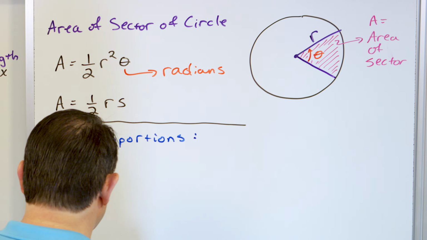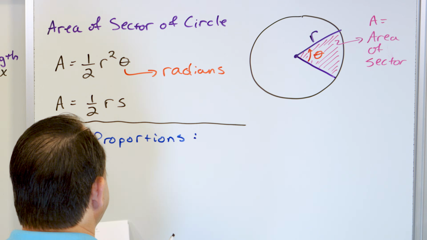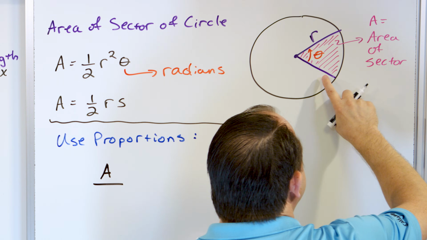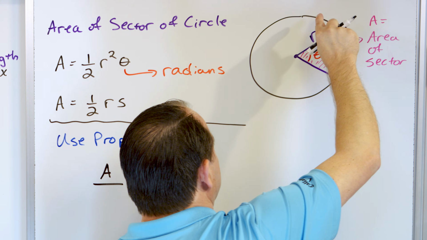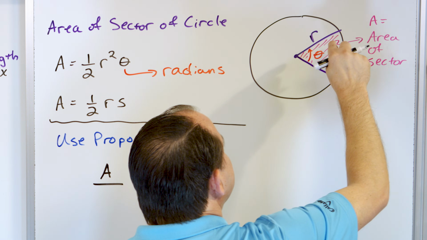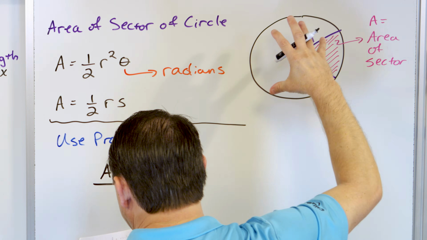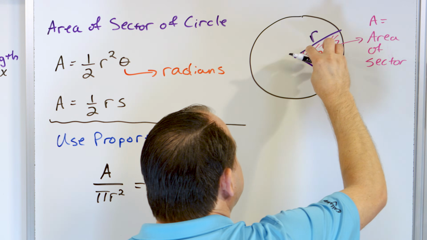What we're going to do is use proportions. We're going to say the area of this sector of a circle, which is A, the area of this shaded region, compared to the area of the entire circle as a ratio. So that's just A, which we're trying to find. What is the area of the entire circle? It's pi r squared.